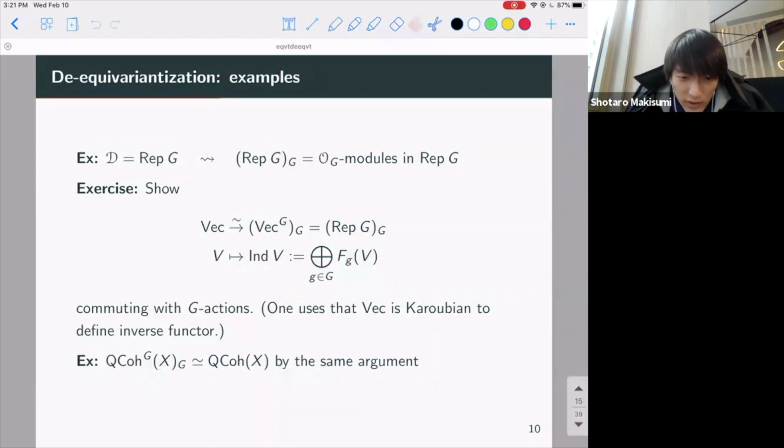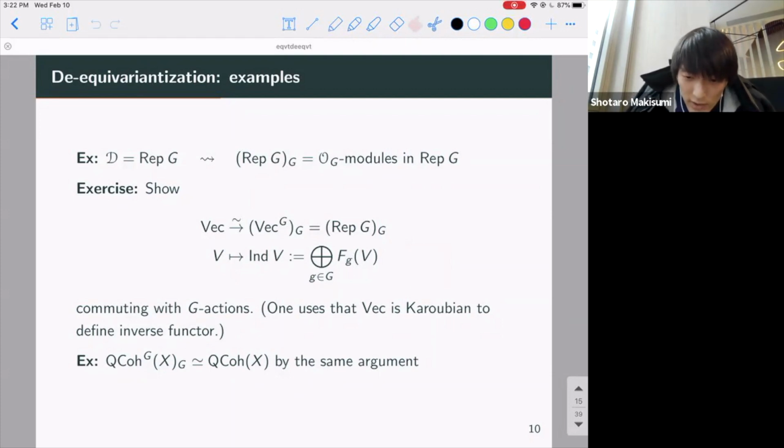And the claim is that these two procedures are inverse equivalences, at least if you assume that the categories are idempotent complete. So for example, you should be able to start with vector spaces, first equivariantize to get to rep G, and then de-equivariantize. So I'm looking at OG modules in rep G. And there's a natural way of defining a functor from here to here. It's called induction.